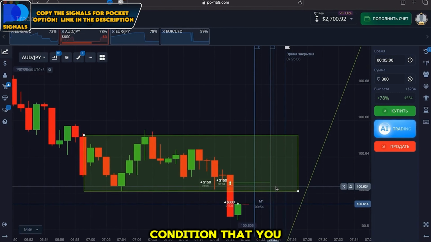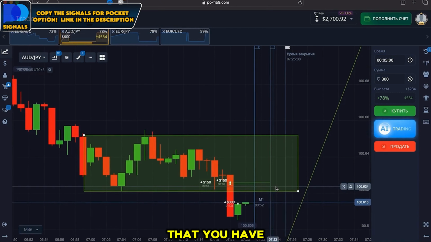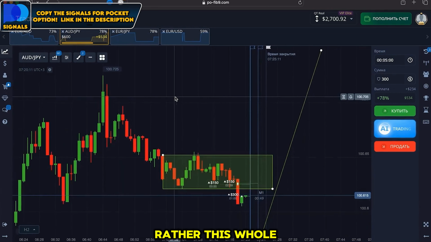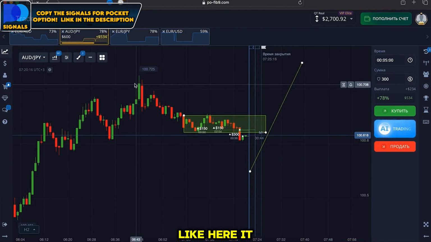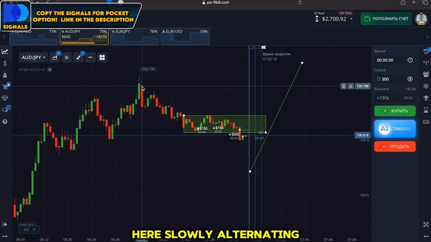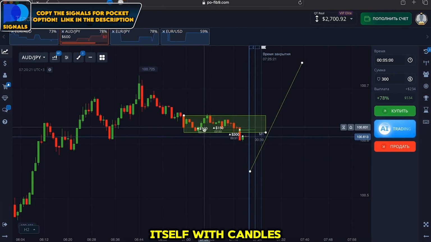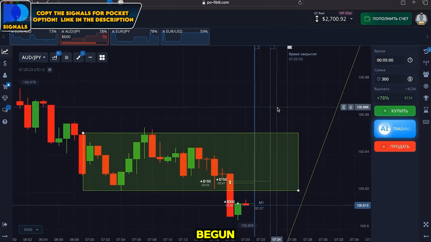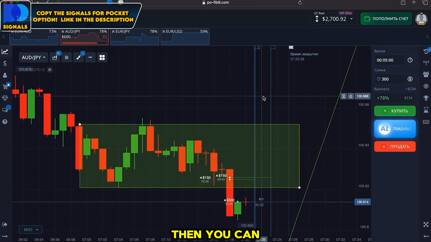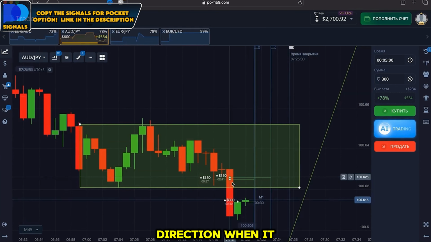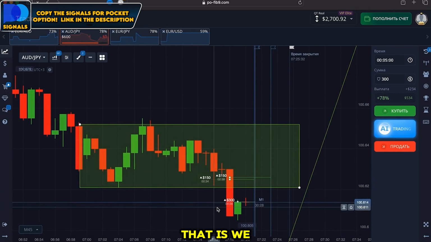But on the condition that you have an upward trend, that you have this hillock, or rather this hole, it is not long on a minute interval, but let's say like here, it began its course here, slowly alternating itself with candles, and here the correction has already begun. Therefore, if you have approximately such a situation on the trend, then you can push off from such volumes in the other direction. When it goes, that is, we have an upward trend, and here it behaved in the other direction. So here you can calmly push off, well, let's say in the same way.